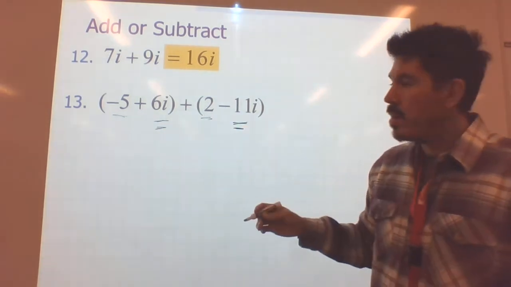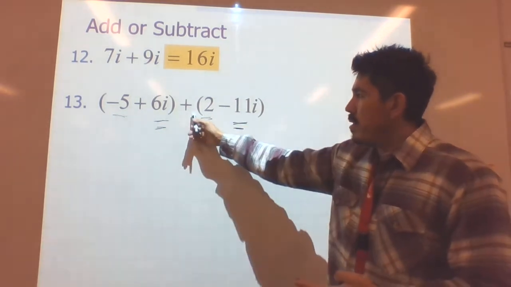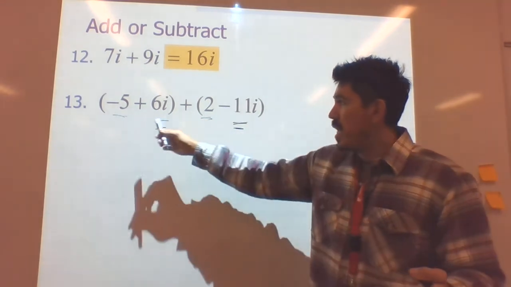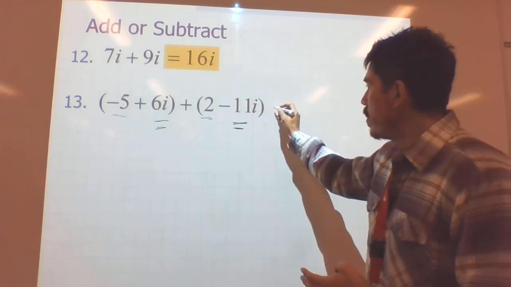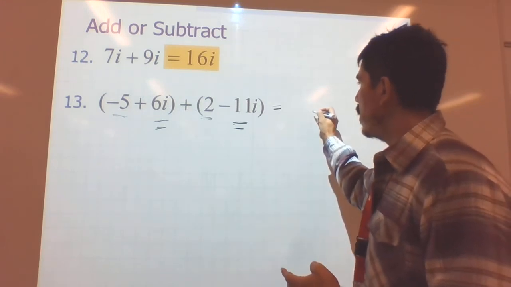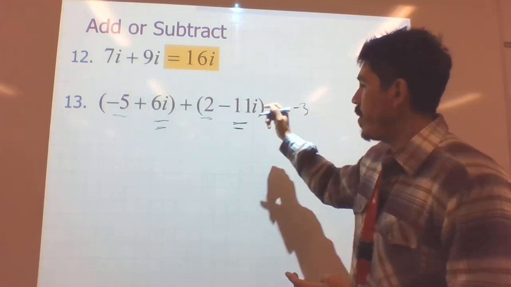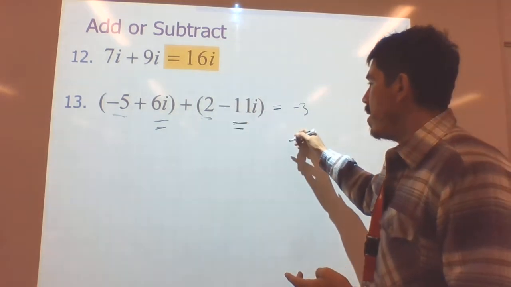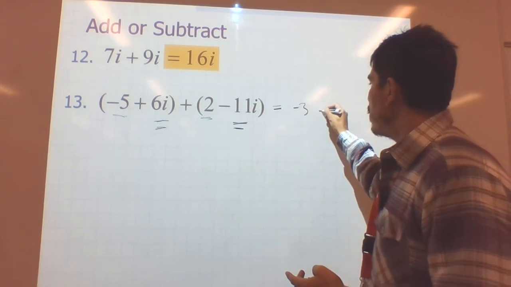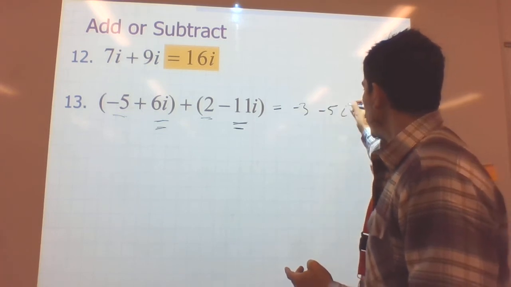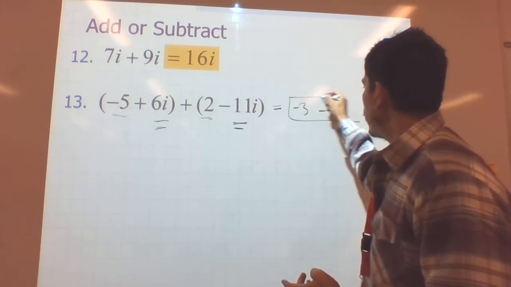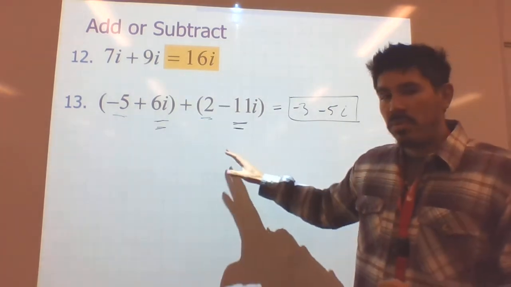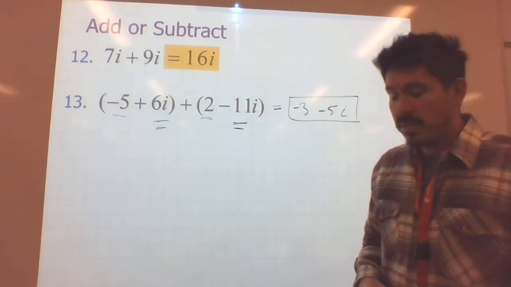Okay, and so again, be careful when there's a negative sign, we have to distribute. Here, we don't. So we take -5 and 2, and we get left with -3. We have +6i and -11i, and with that we get -5i, and that's going to be our answer there. And again, adding the real parts to the real parts and the imaginary parts to the imaginary parts.